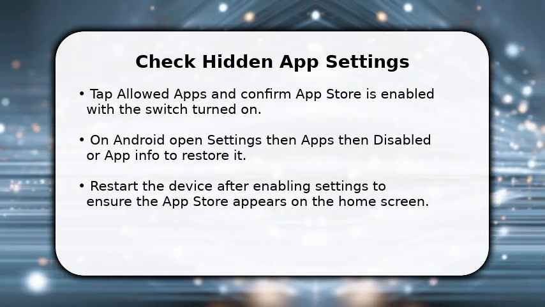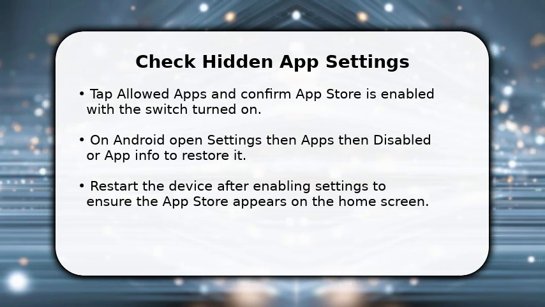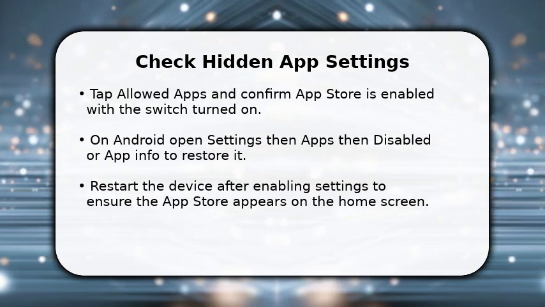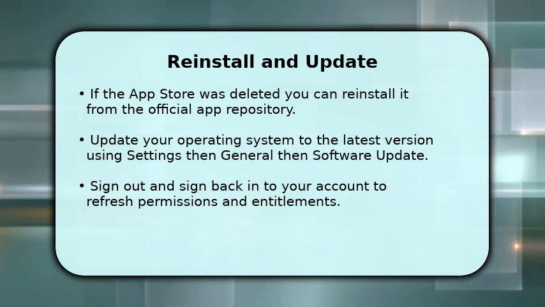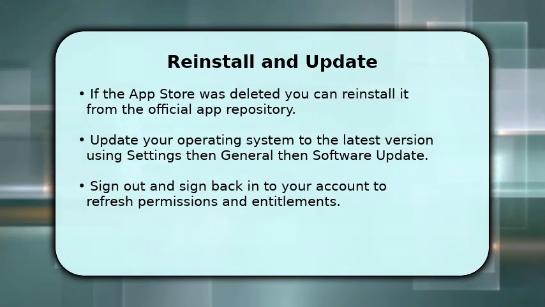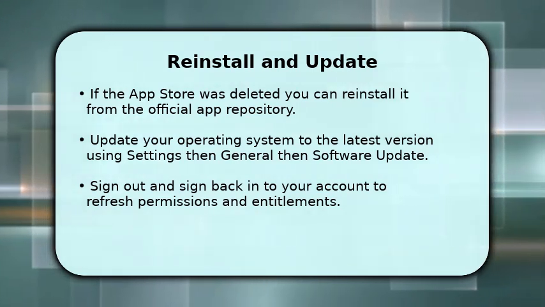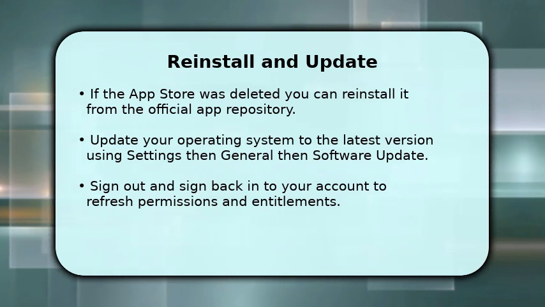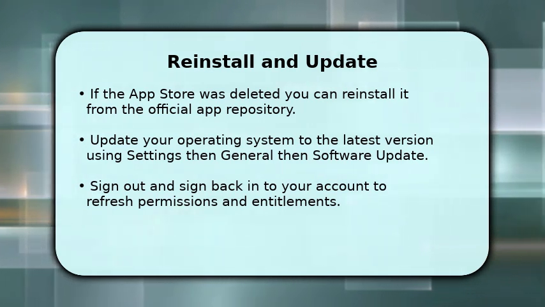If the App Store was deleted, you can reinstall it from the official app repository. On iPhone, open the App Store app page or tap your Apple ID to check hidden purchases. For Android, open Google Play, then My Apps and Games, then Library to restore removed apps.